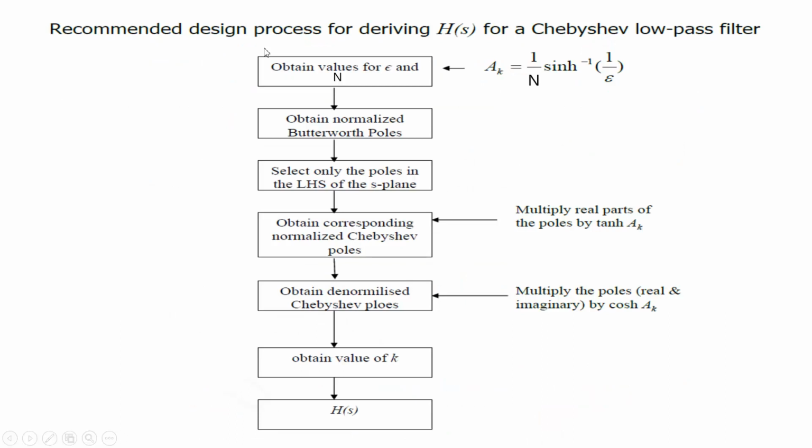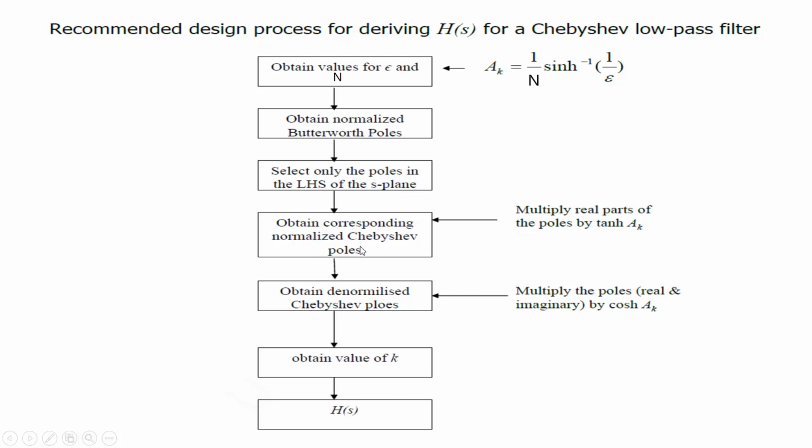Now this is the recommended design process for deriving H(s), if you want to derive the transfer function in the S domain for a Chebyshev low pass filter. First of all, you will have to obtain values for epsilon and n, right? You can use this expression. Then obtain the normalized Butterworth poles. Select only the poles in the left-hand side of the S-plane, because that will lead to a stable system.